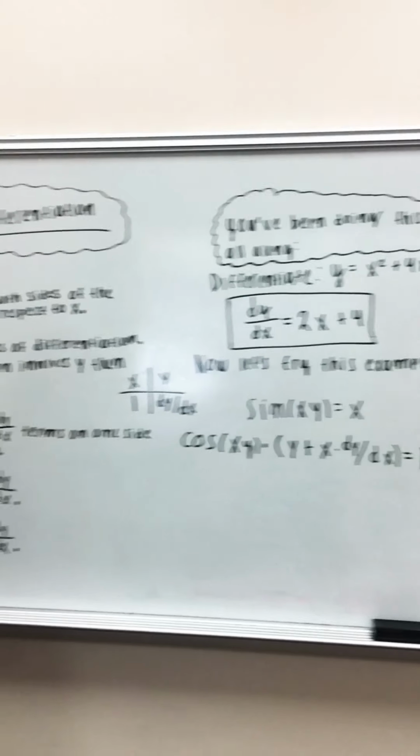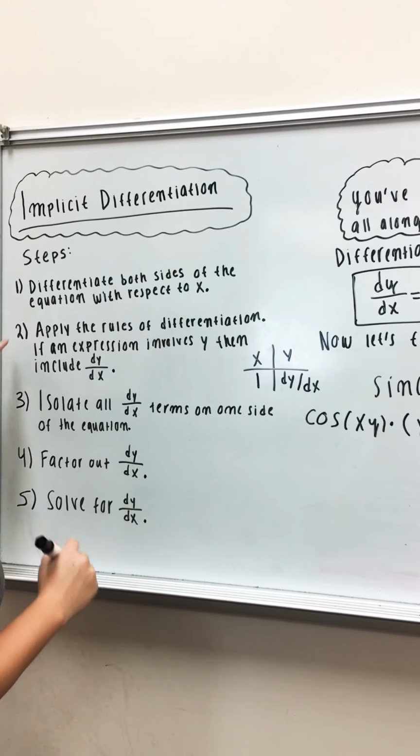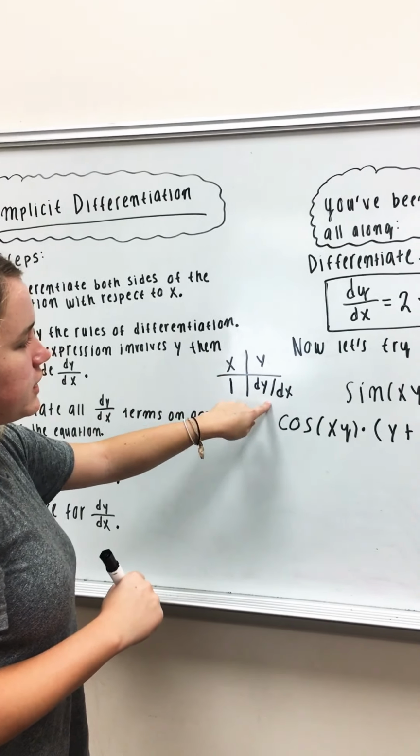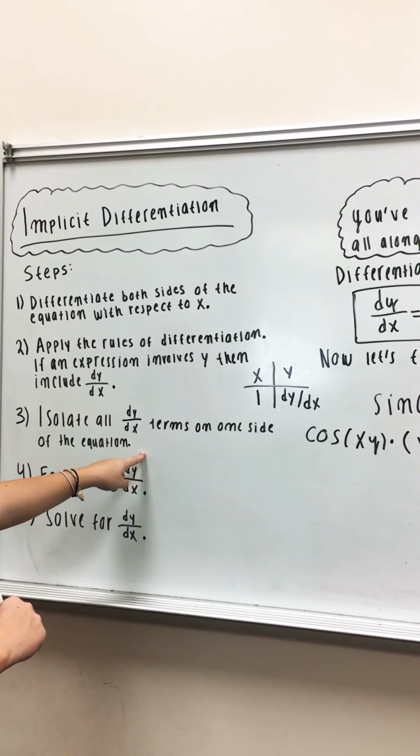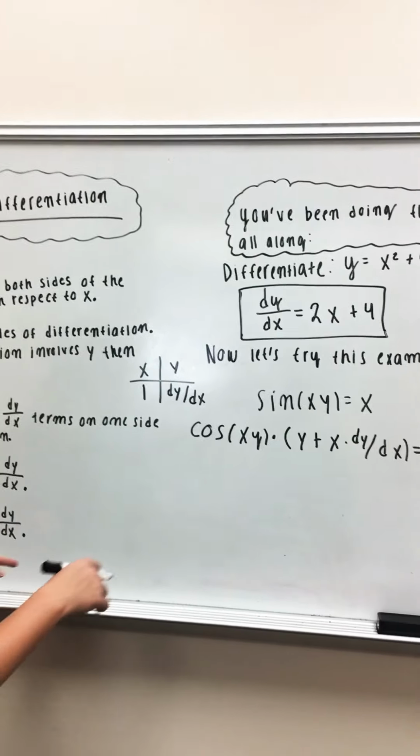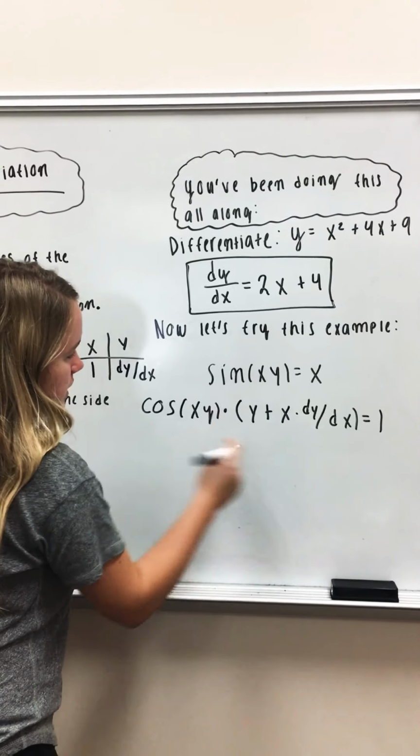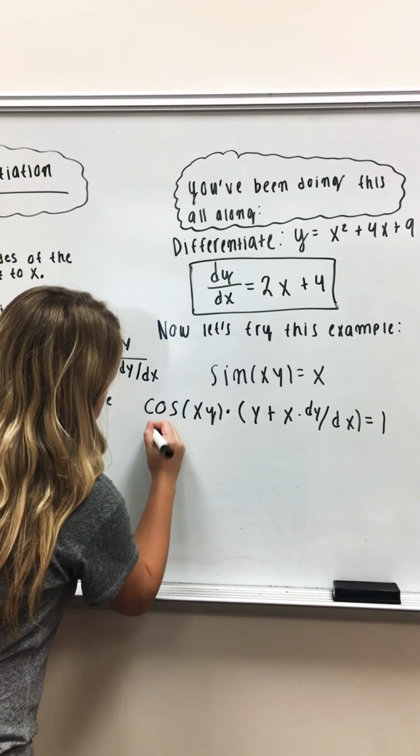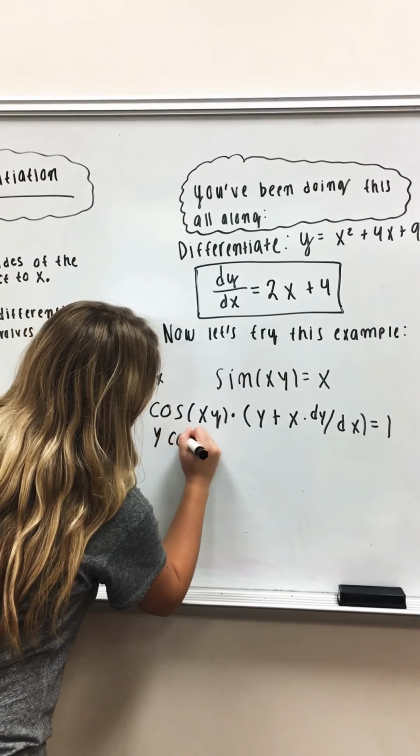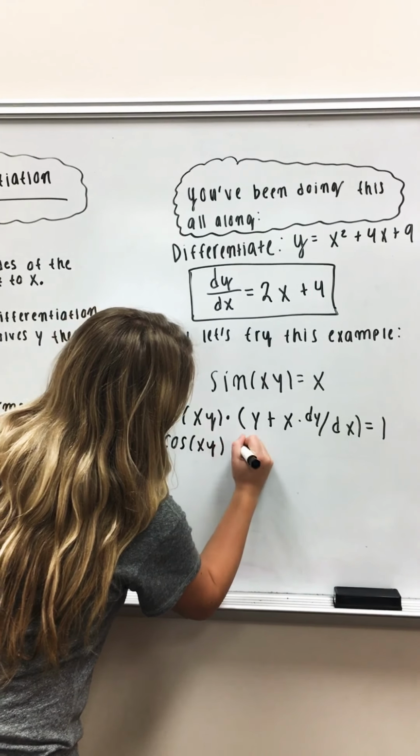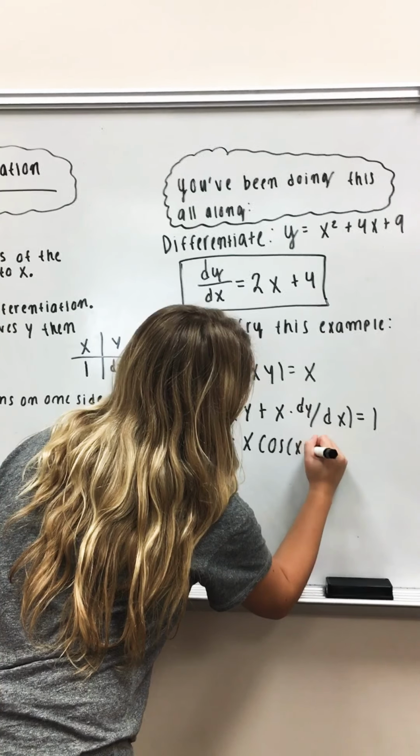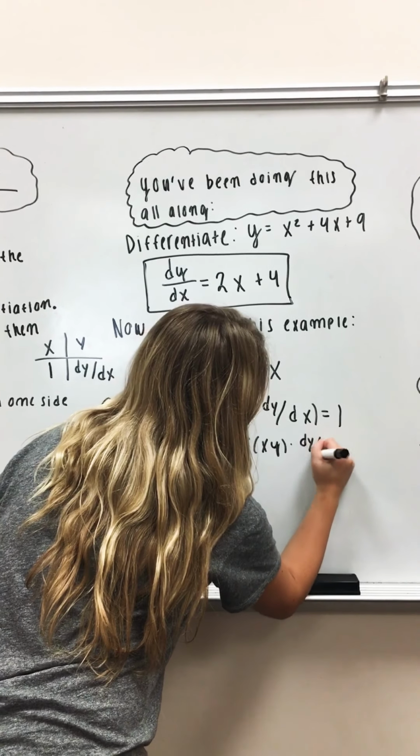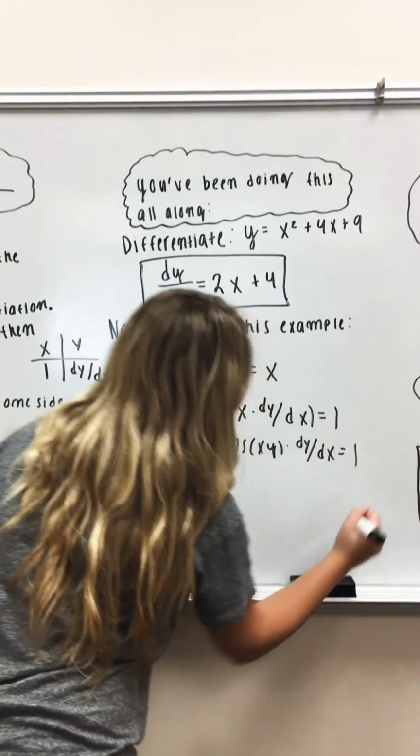So we've completed the first step, and then we've used the second one because when we took the derivative of y, we used dy over dx. And so now we're going to isolate all dy over dx terms on one side of the equation. And we can do this. So first we'll want to multiply this across to simplify. So y cosine of xy plus x times cosine of xy times dy over dx is equal to 1.